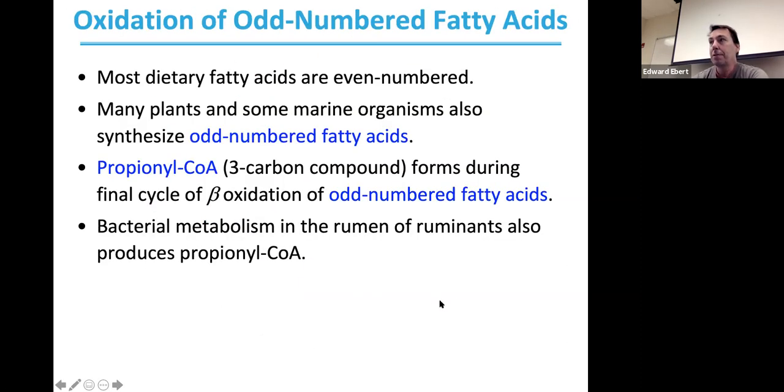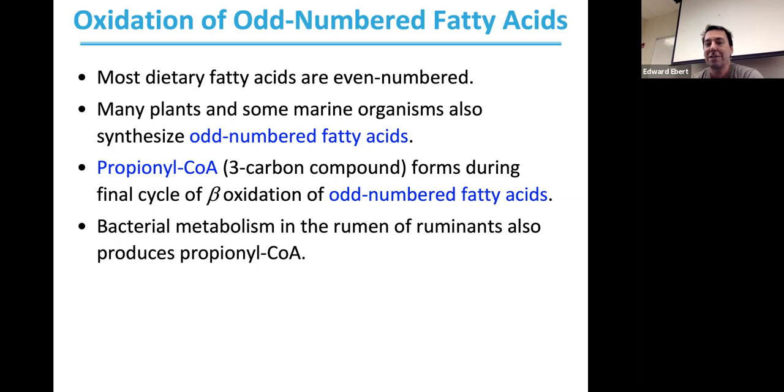Okay. So that works for all of our even numbered fatty acids. Most dietary fatty acids are even numbered. Palmitic acid, the most common one out there. But occasionally we run across some odd numbered ones. So, we're cleaving off acetyl-CoA, acetyl-CoA, acetyl-CoA, acetyl-CoA. And then we get down to that last little section where we have 3 left over. And now we have a 3-carbon compound. We make propionyl-CoA. Okay.